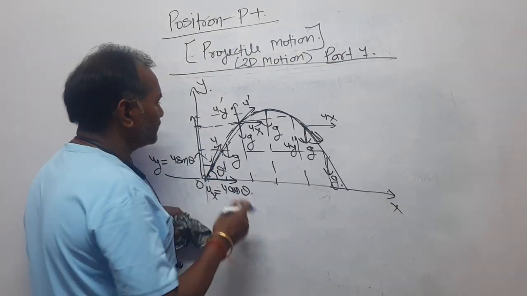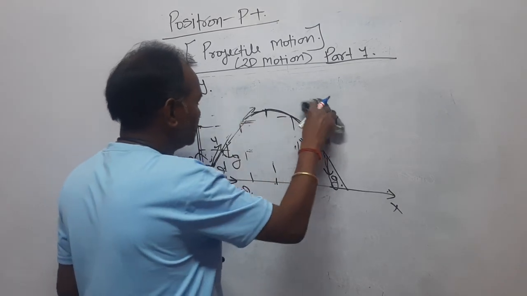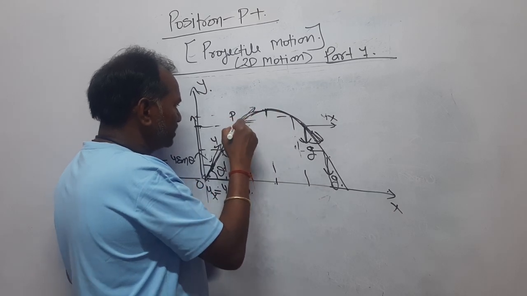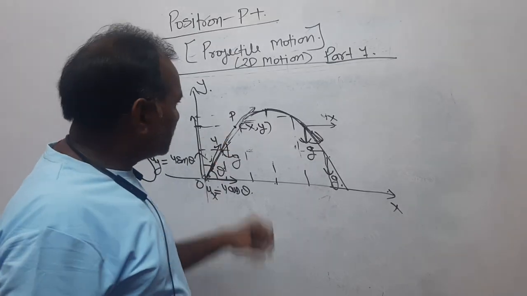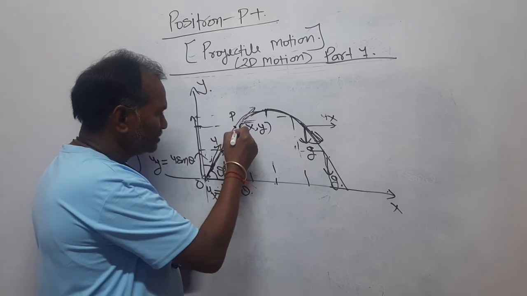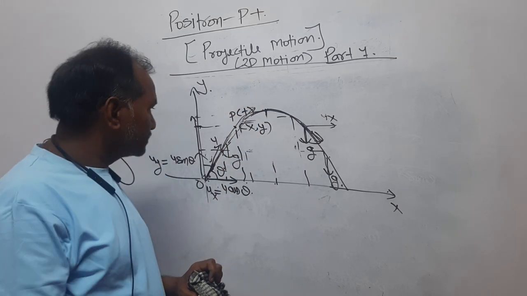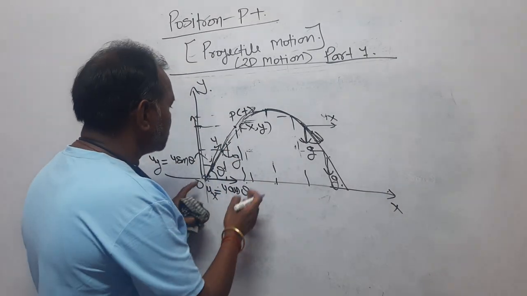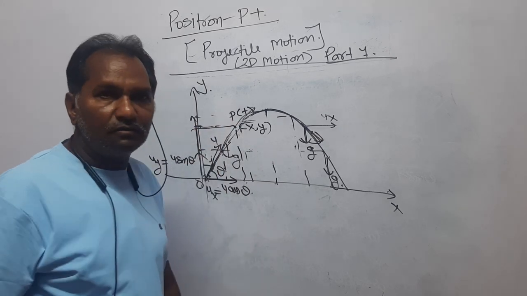Let me make it clear for you to understand. Let at any point of time the body be at point P. It has a coordinate x comma y. Dear student, let in time t the body reach here. From here to here, the body takes time t. In the meantime, it travels a distance small x horizontally, whereas distance small y vertically.